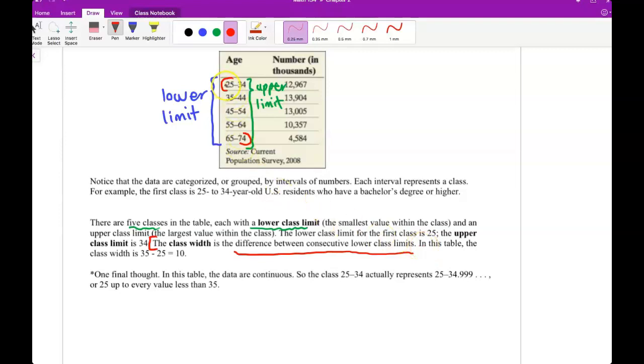So using this table, to find the class width, you should subtract 35 minus 25, which is equal to 10. You're not able to subtract 34 minus 25. You're going to get 9, and that is wrong, because this is not exactly equal to 34. This is actually 34.9999. If you subtract these two numbers and round it, the answer for class width is again equal to 10.